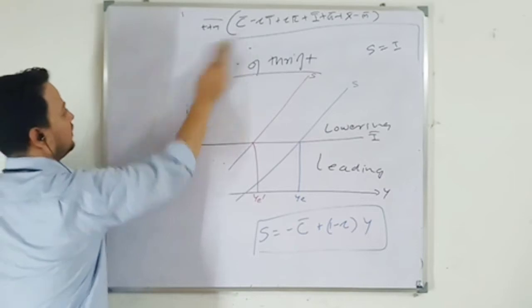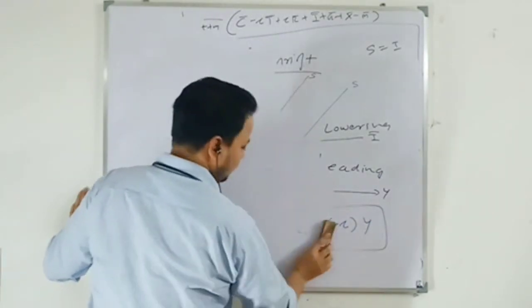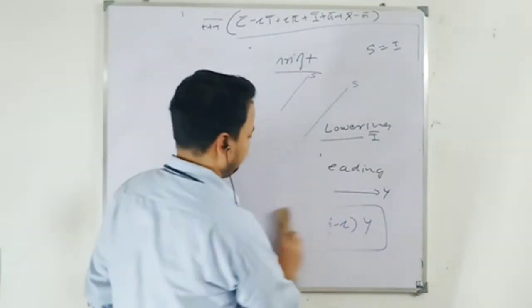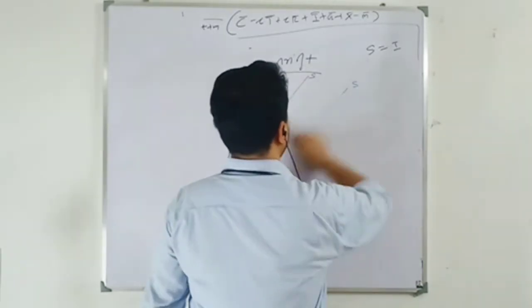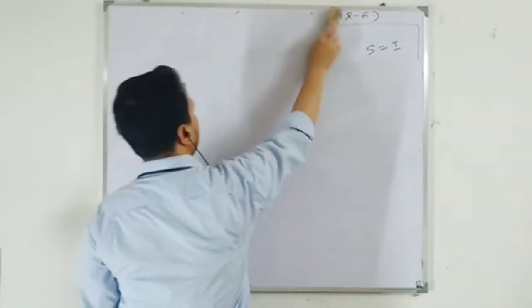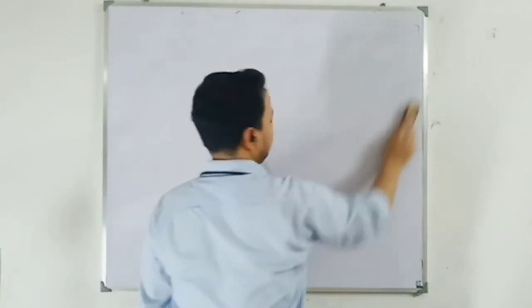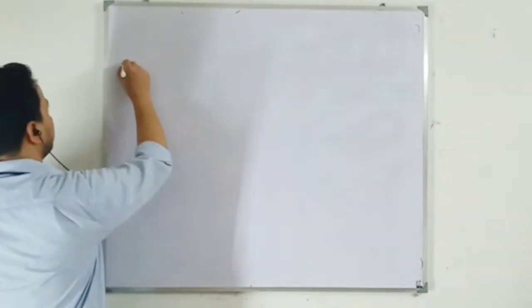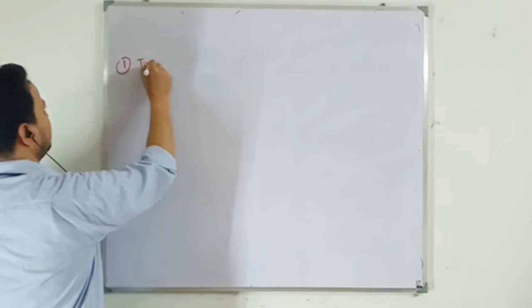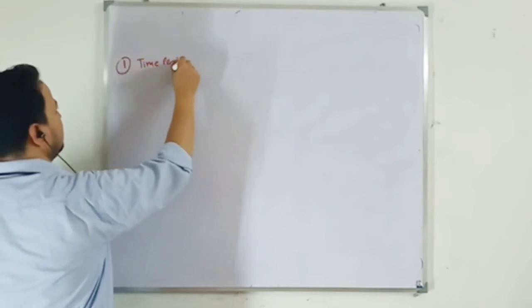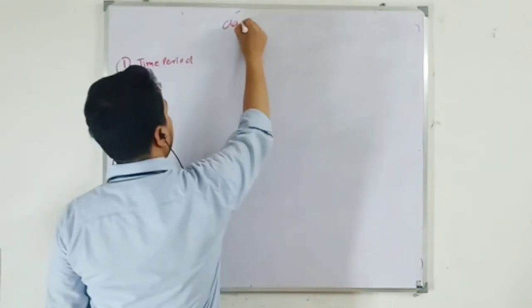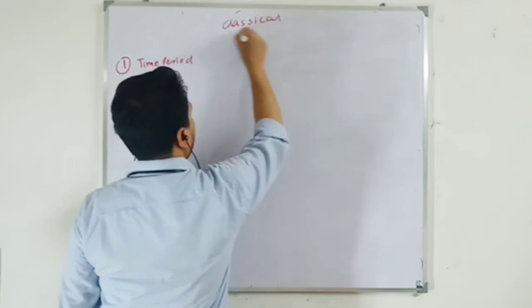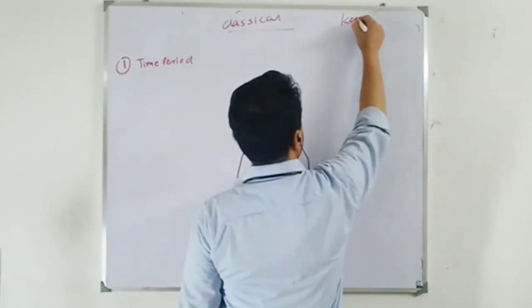Okay, let me rub this thing. So first thing, write down time period. You should write in this form. Let me finish it, then it will be easier. So first write time period, classical, Keynesian.